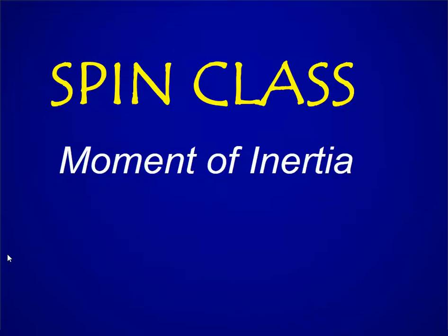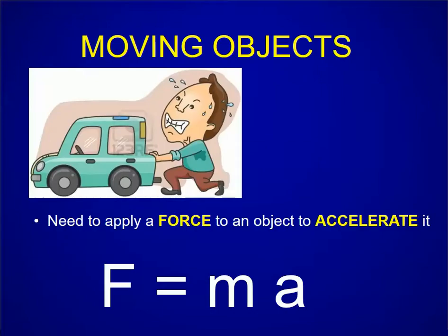All right, so let's talk about what I call spin class, or moment of inertia. Moment of inertia is a little bit more exciting than inertia in the linear world because we can manipulate it. And so in many of our human movements and our sporting activities, we manipulate moment of inertia to make them pretty spectacular. So just to review, when you're moving an object, you need to apply a force to that object to accelerate it, all right?